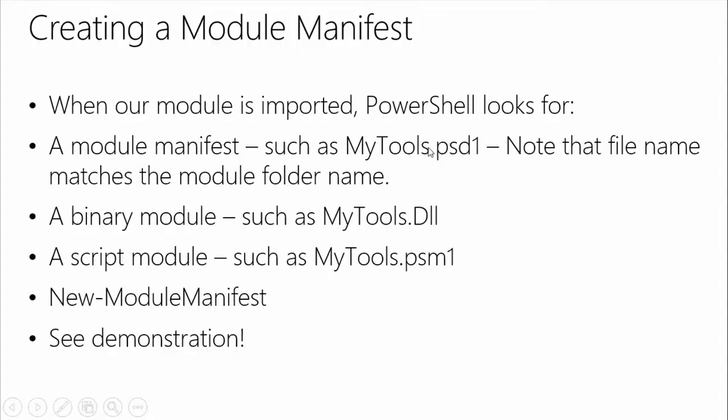In this case, if you're going to use a manifest, the manifest name has to match the folder name, because you can include so many other things, your PSM ones, all these other things whose names don't necessarily match, and they may be in different locations. Just to let you know, when PowerShell loads a manifest, it could be looking at a binary module like mytools.dll, or a script module like we're creating here, PSM1.